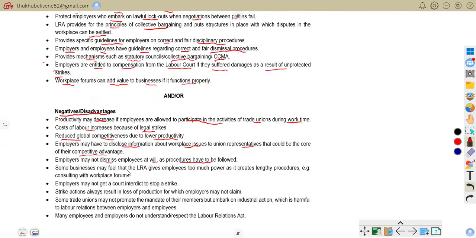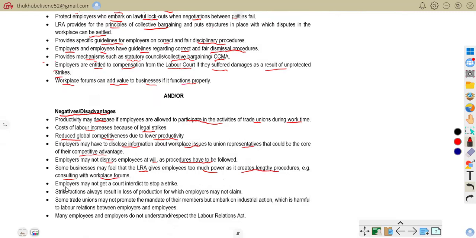Some businesses may feel that the LRA gives employees too much power as it creates lengthy procedures. Example, consulting with workplace forums. So they are to consult with their representative workplace forums. So that's where we are saying LRA procedures can be long, because now they are to do what? They are to consult workplace forums, which is going to delay decision making. So you see.